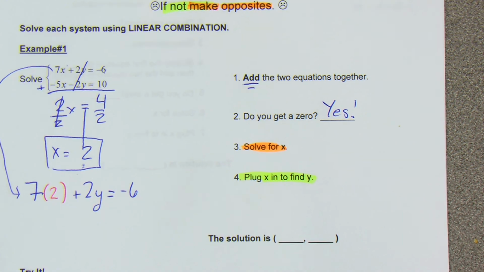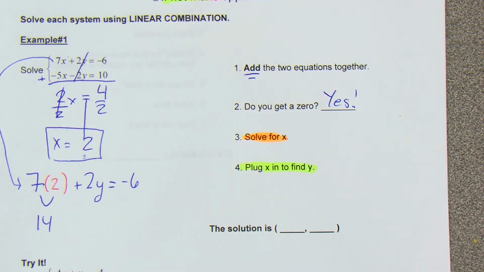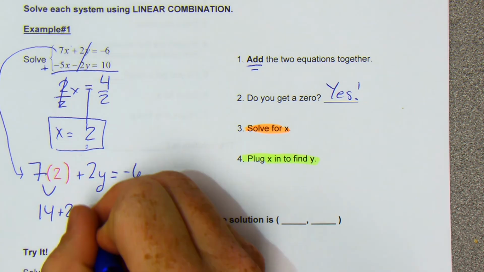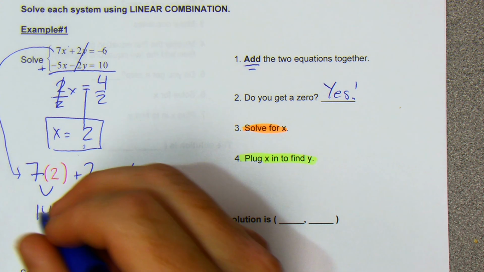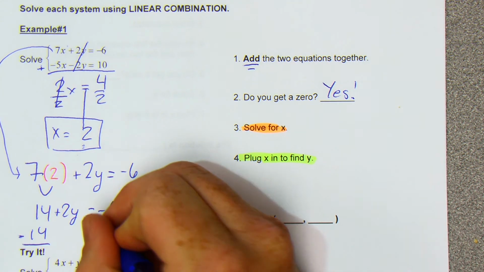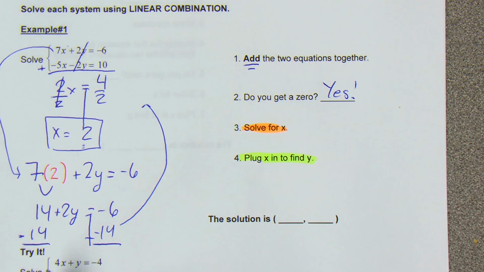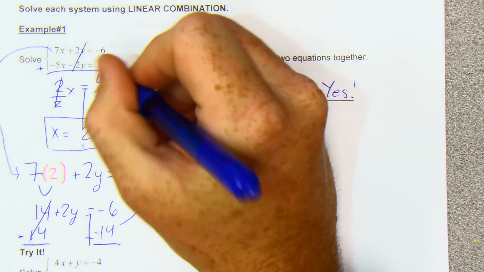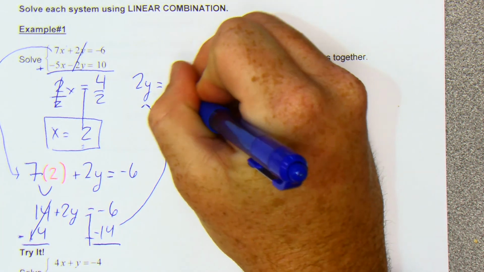Now we just solve for y. 7 times 2 is 14, so I bring down my plus 2y equals -6. I want to get rid of what is not attached to my variable, which is that positive 14. The way I do that is the opposite. The opposite of a positive 14 is a -14, so I subtract 14 from both sides. 14 minus 14 is 0. I'm left with 2y equals, and -6 minus 14 is -20.